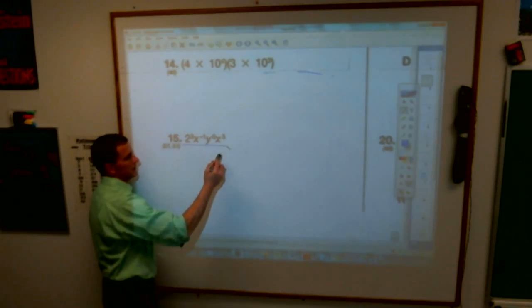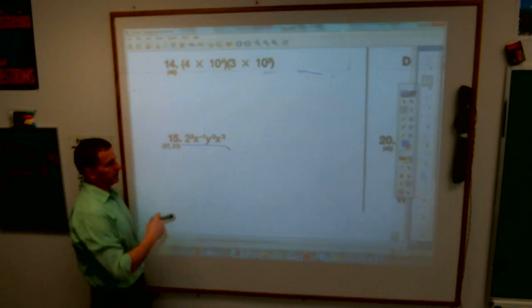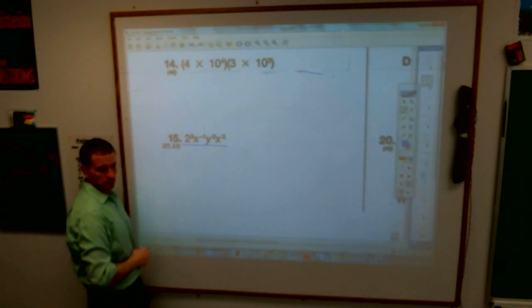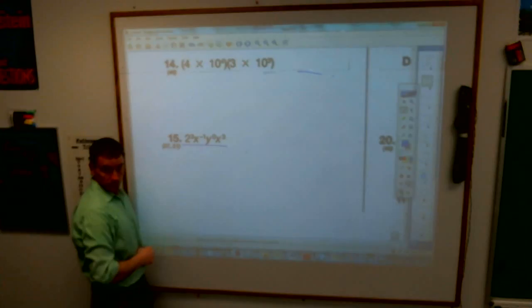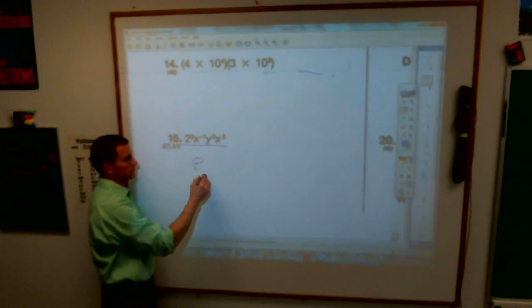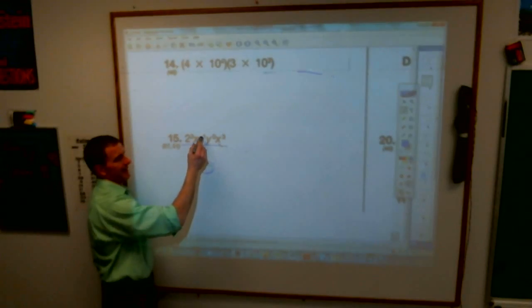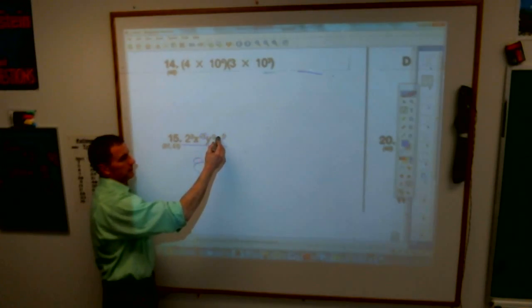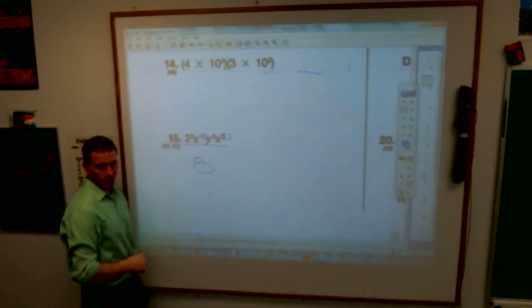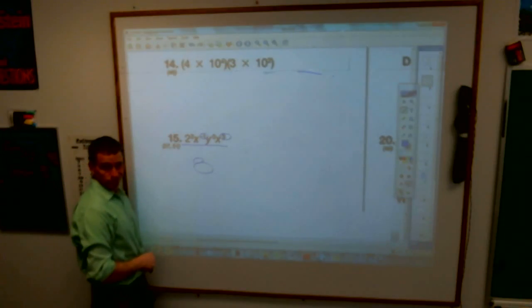Number 15. First things first, let's do the number. What is 2 to the 3rd power? 2 times 2 times 2 is 8. What do you do when you have x's on top? So you add their exponents. What's a -1 and a 3 added together? 2.